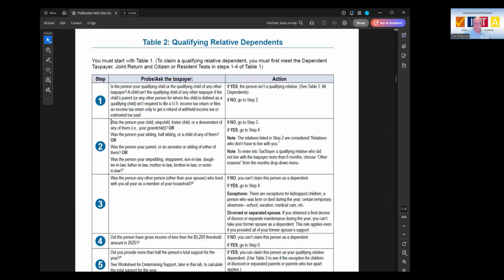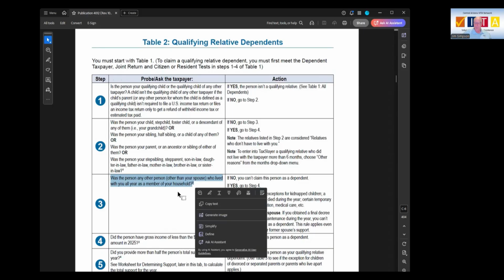Now it's looking at relationships, right? So you look at these relationships, and here it expands them a little bit: son-in-law, daughter-in-law, father-in-law, mother-in-law, brother-in-law. If no, go to step 3. If yes, go to step 4. But let's look at step 3. Was the person, or any other person other than your spouse who lived with you, a member of your household all year?